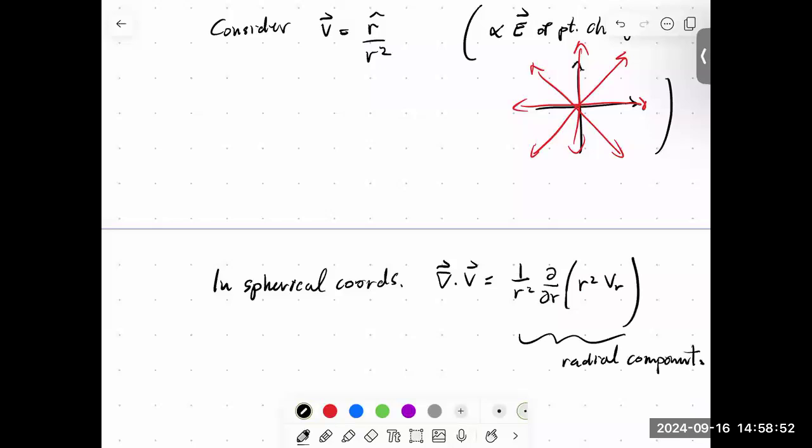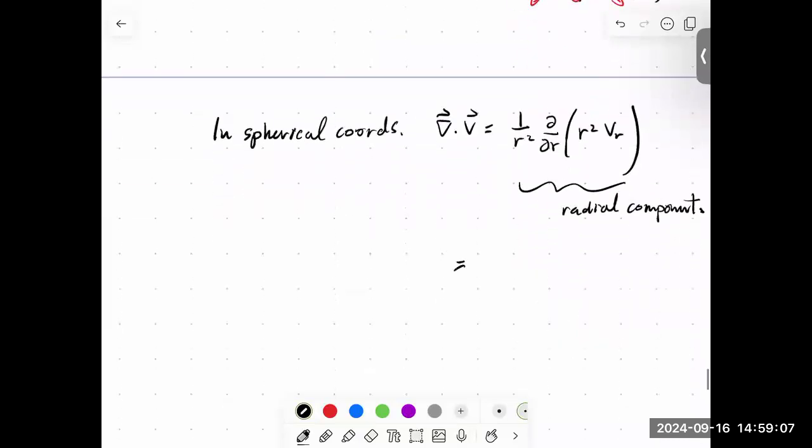And then this V_r is just 1 over r squared. And you can see immediately that the r squared is going to cancel with the 1 over r squared, and we're going to have a derivative of 1, which vanishes. Okay, so this is equal to 1 over r squared d by dr of r squared over r squared, and so this is 0.